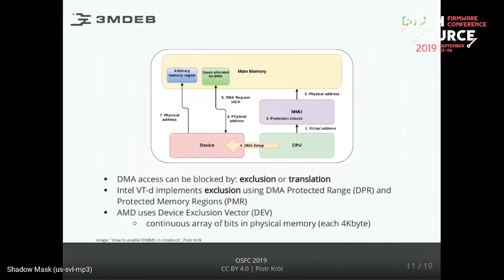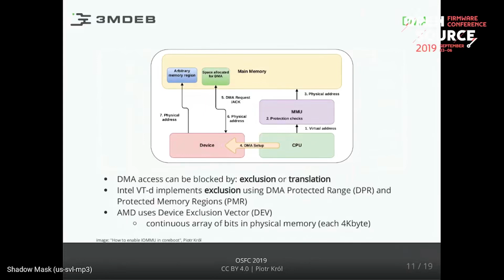Because of that, we have to protect ourselves against DMA attacks. So who understands DMA attacks? Who knows how it works? Probably everyone. I mentioned that in last year's presentation, so I will not repeat myself. There are in general two groups of mechanisms to protect yourself against DMA attacks. It's exclusion and translation. So VT-d typically implements exclusion.